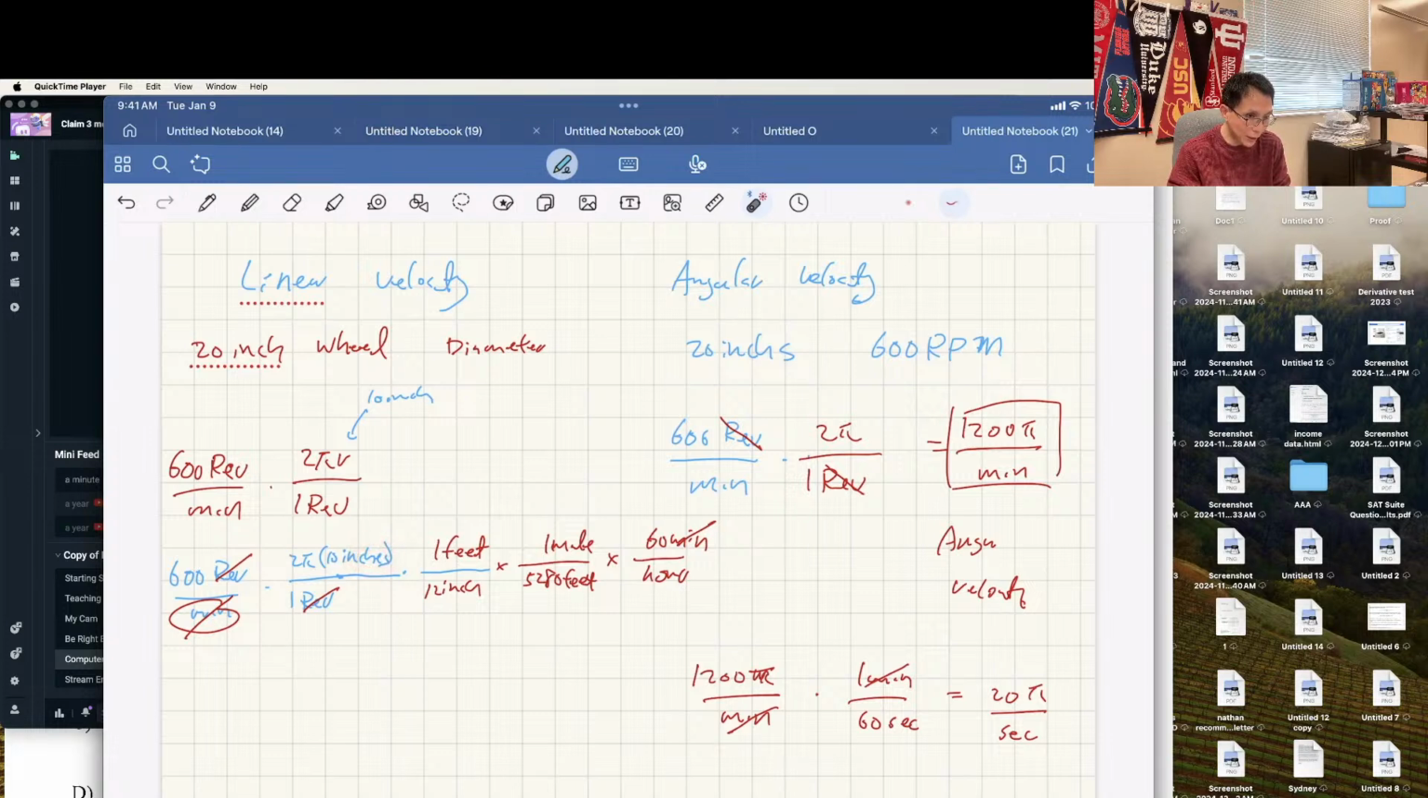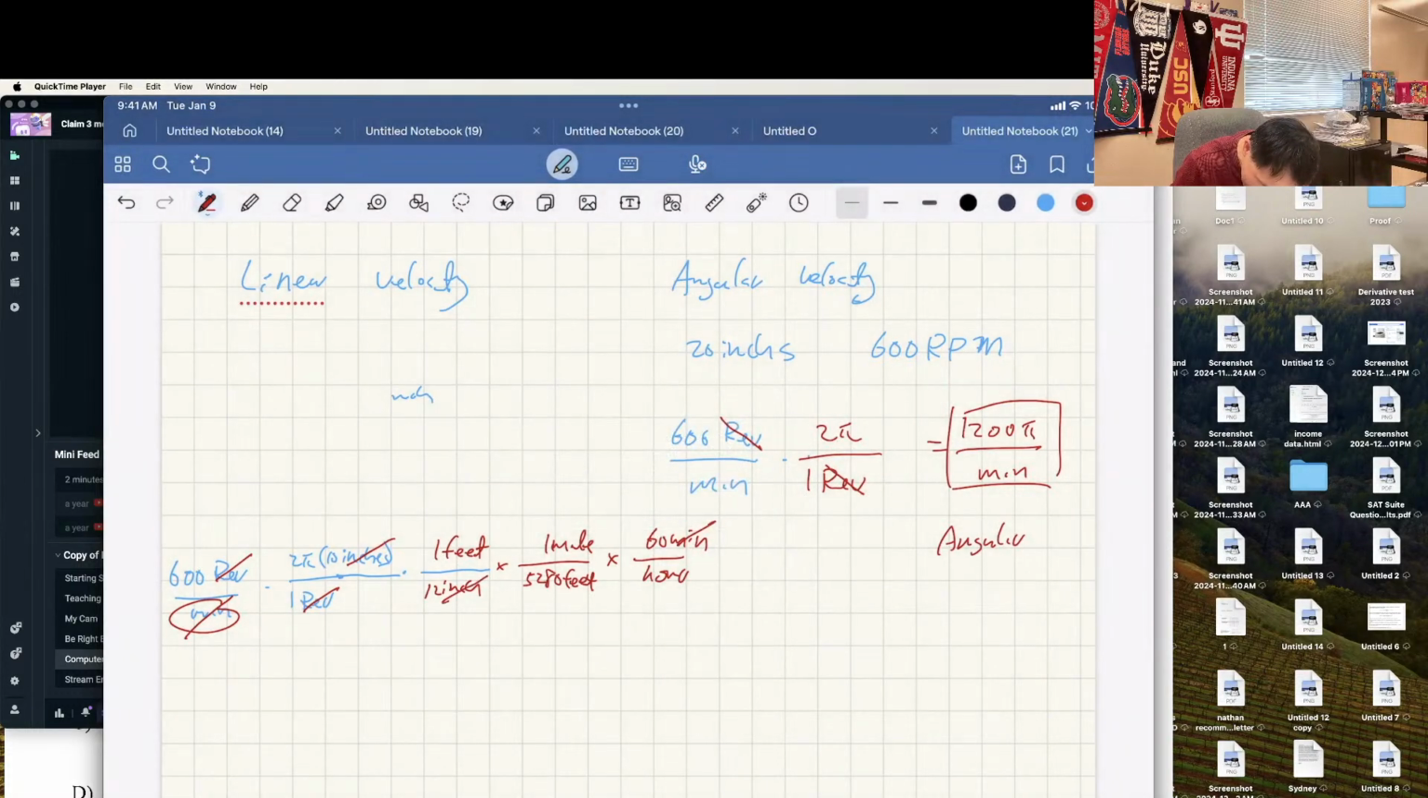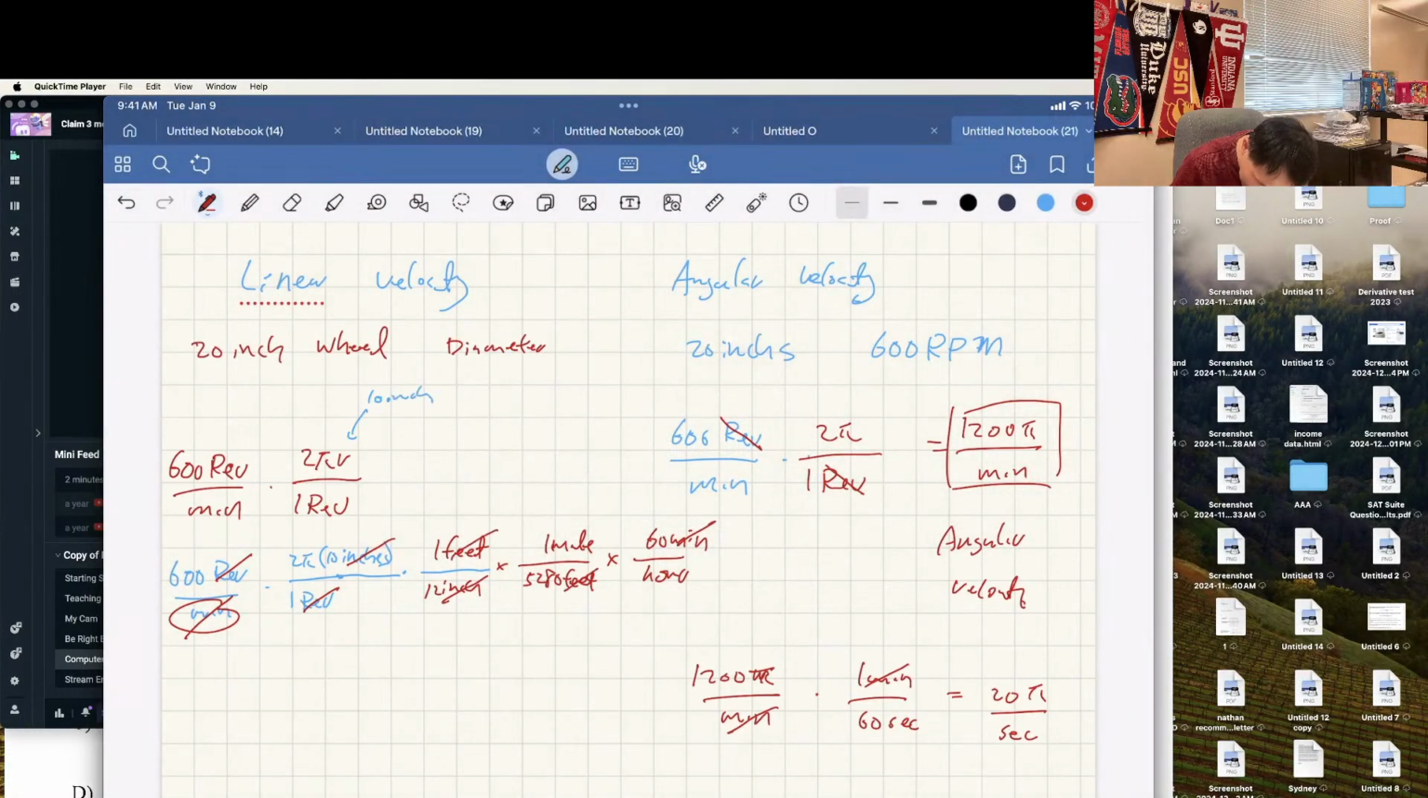I want to convert the inches to feet. So it'd be 12 inches to 1 foot, and 5,280 feet equal to 1 mile. And then you want minutes changed to hours. So I'm going to start canceling out stuff. Cancel out the inches. Feet, cancel out the feet. What I see here is miles per hour.